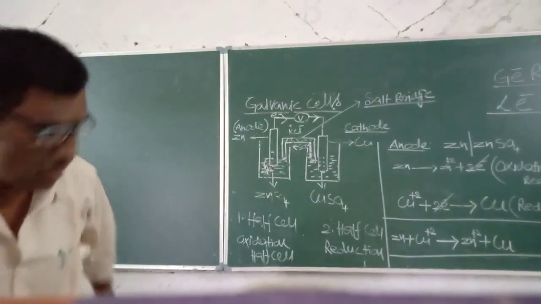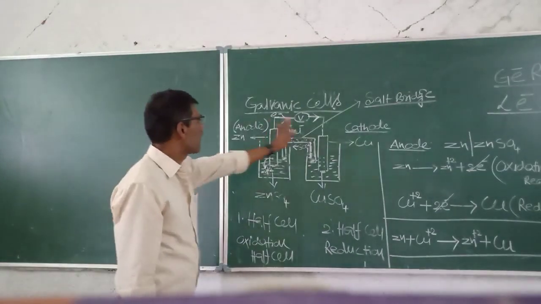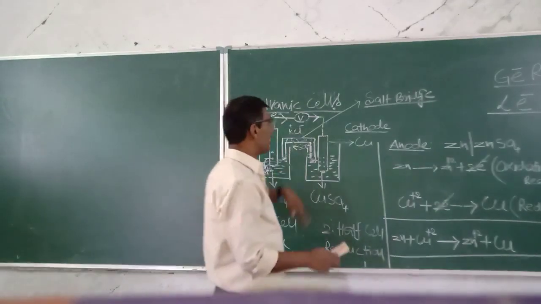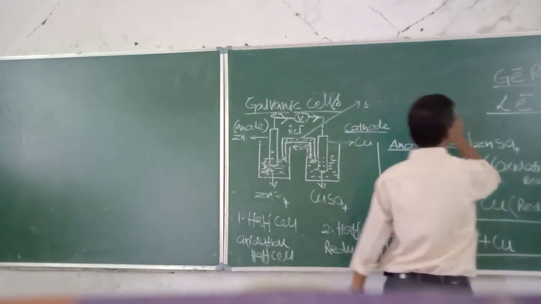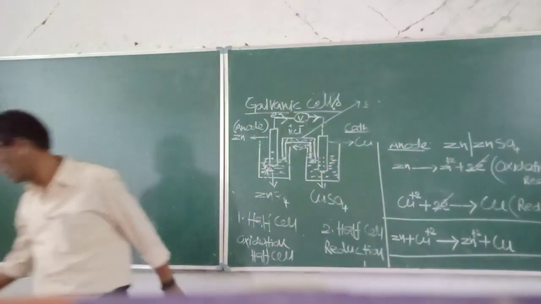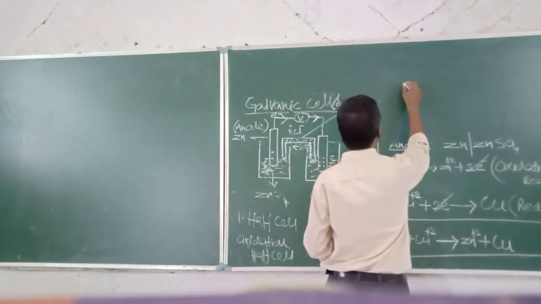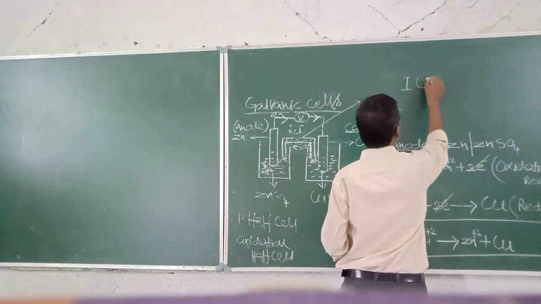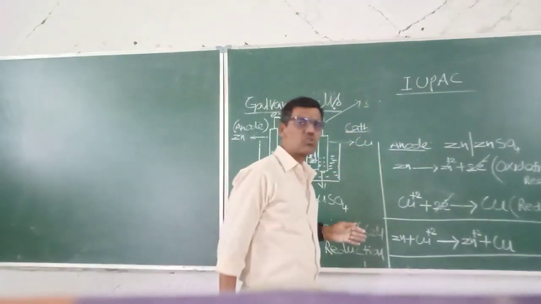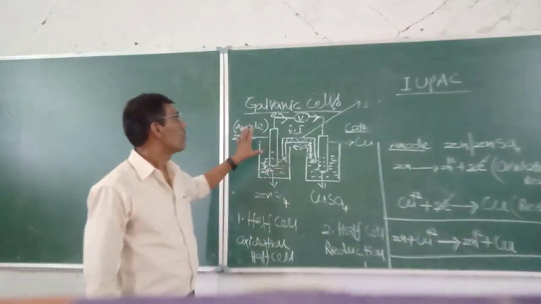Now, how to represent this cell? We have seen the diagram here. This is how I show the cell, but how can I represent it? There is an organization called IUPAC, a chemical organization which gives nomenclature for chemical substances. IUPAC has given a representation for this cell.